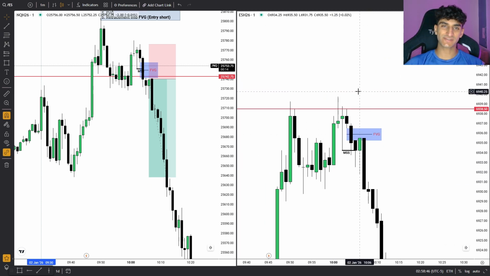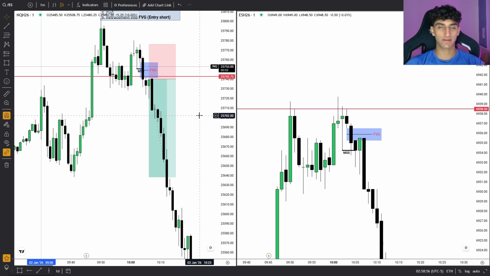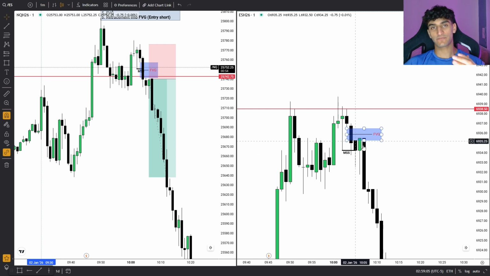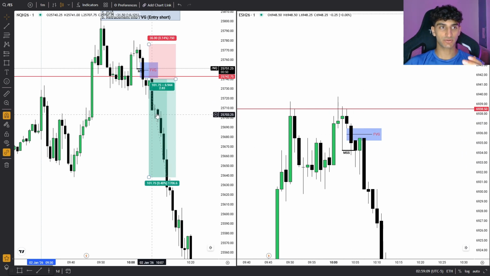Now, why did I enter the trade as soon as price retraced into the fair value gap on ES, but not on NQ? The reason is because, as I mentioned earlier, both assets are correlating. Both assets are pretty much similar and moving the same. So it's fine if you are seeing a fair value gap being retraced into on ES and not on NQ.